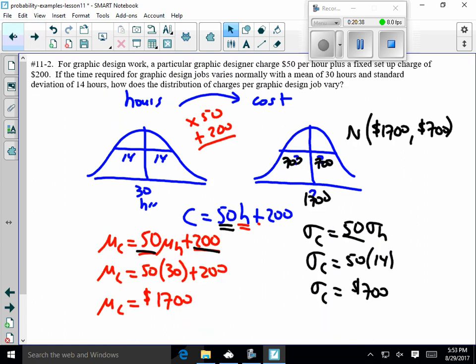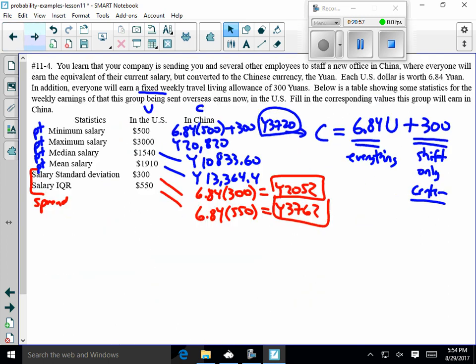For problems 2 and 4, we were taking one distribution and transforming it by multiplying or adding and subtracting. So hours were being transformed into cost in problem 2, and that meant that we didn't work with variances. We just strictly work with the standard deviations, but we only apply the multiplier, not the shift. And then problem 4 also was a single distribution of US numbers transformed to China numbers, and that means that individual points are affected by everything, but measures of spread are affected only by the multiplier. All right, so that concludes this video.